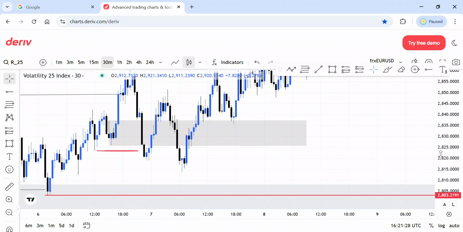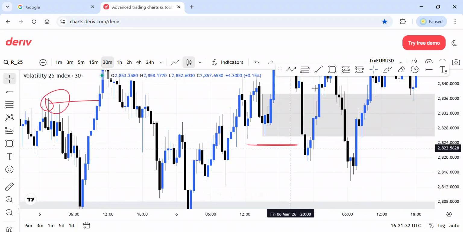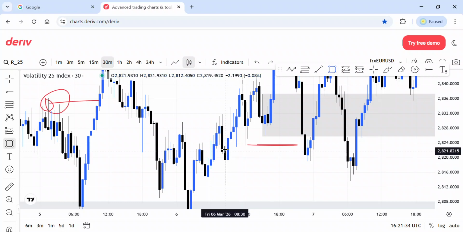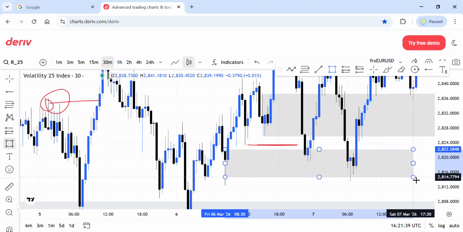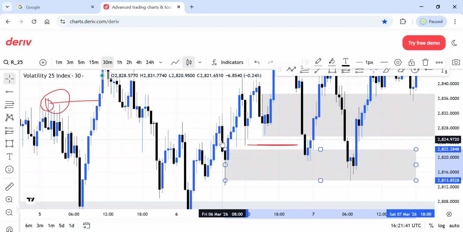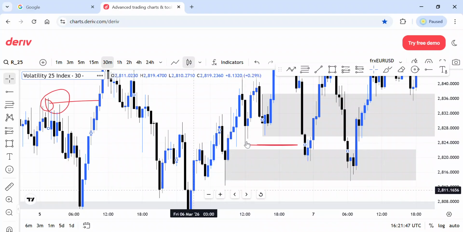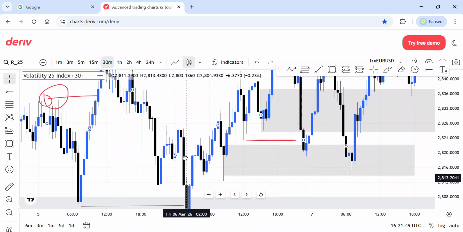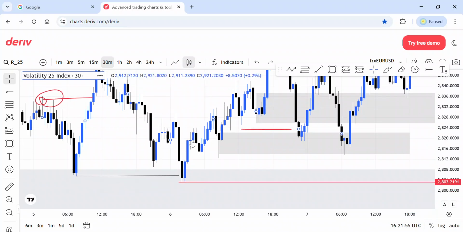Nice one. I can see another block here. Yeah, we have another block here. This one is very beautiful, sitting just below that minor inducement. You can see we have another block here, sitting below this minor inducement, and we still have another one here too. But I'll prefer this one. Why?